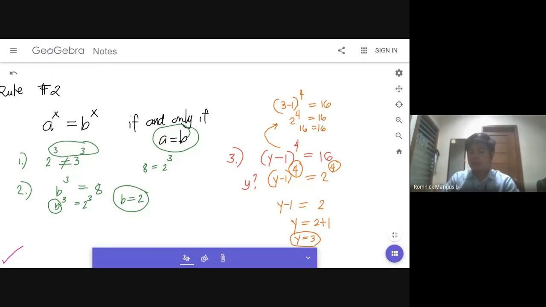Pagsamahin na natin ang dalawang rules. Rule number 1 tells you that if you have the same base, you must have the same exponent. Rule number 2 tells you that if you have the same exponent, you must have the same base. They go together, class. They go together. And as you observe, as you end up answering the given equation, you will notice that they are actually pantay. Exponent and base, pantay na pantay sila.